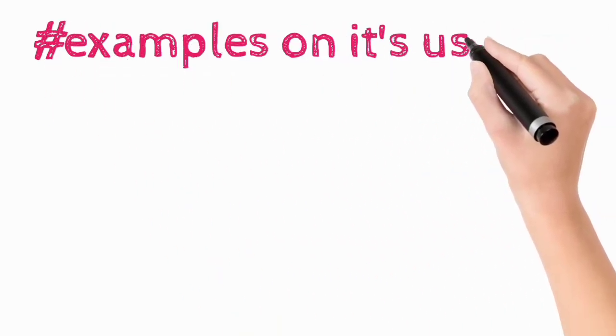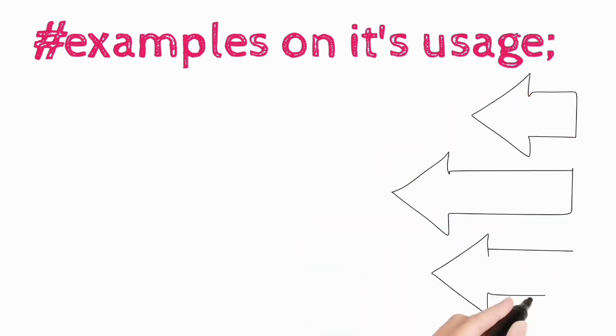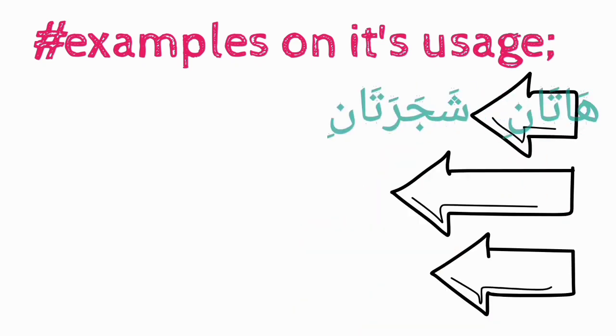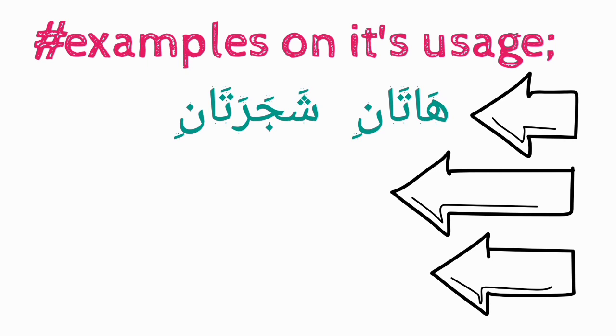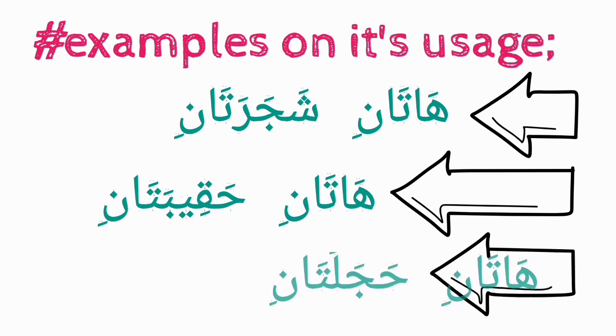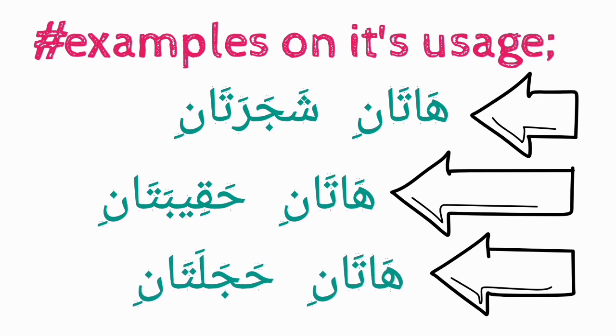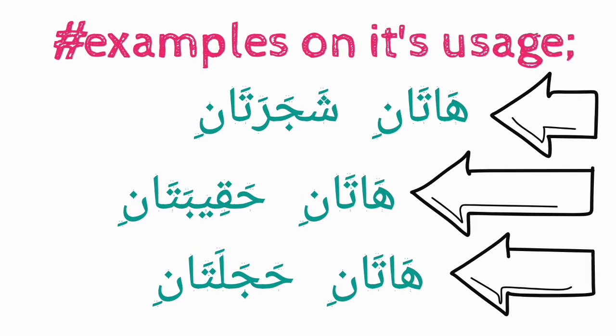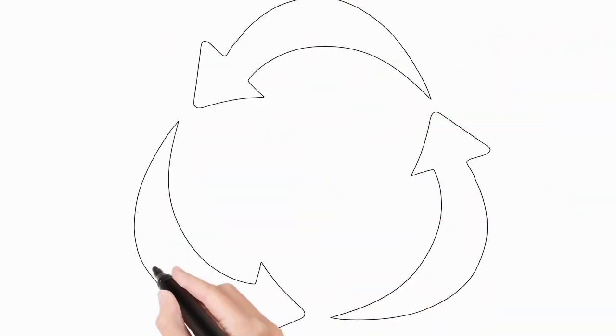Now, examples on how you can make use of this hatani. We have hatani shajaratani, these are two trees. Hatani hakibatani, these are two bags. And we have hatani hajalatani, these are two wheels.